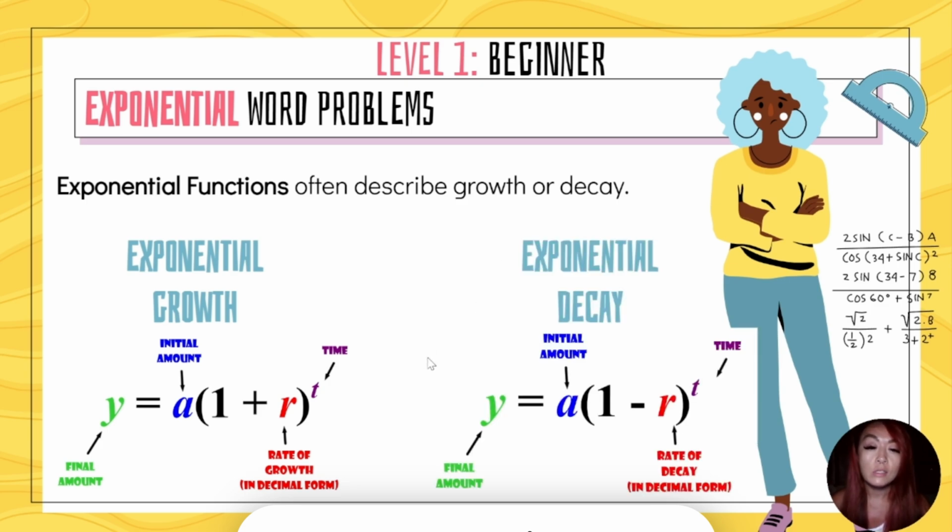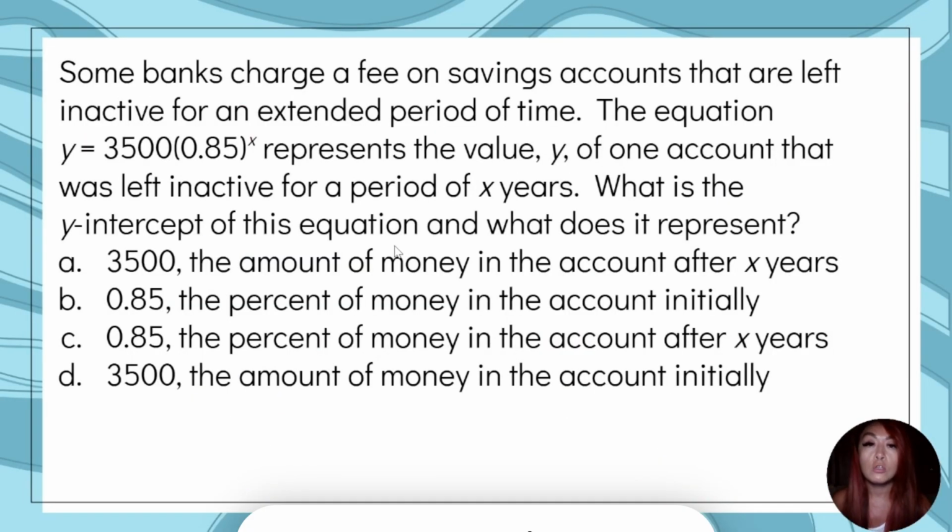The exponential decay formula is very similar. It's y equals a times the difference of 1 minus r to the power of t. The variables all mean the same thing. The only difference here is that we're using subtraction instead of addition. So let's take a look at an exponential word problem.